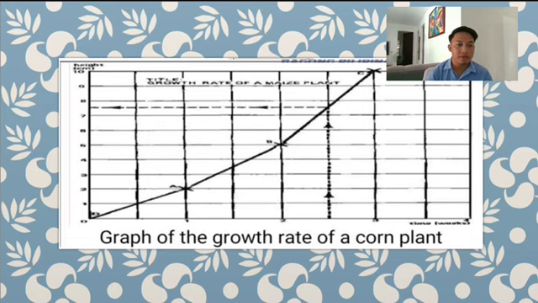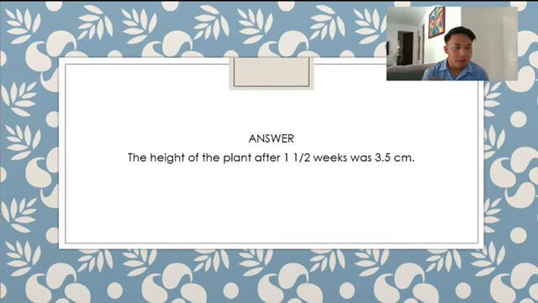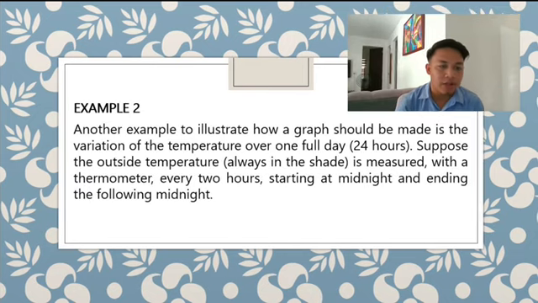Do you have any clarification or question? If not, kindly answer this question: what is the height of the plant after 1.5 weeks? The answer is the height of the plant after 1.5 weeks was 3.5 centimeters. Okay, very good. Let's continue. Kindly read the next slide.